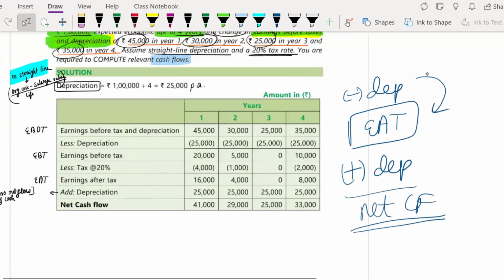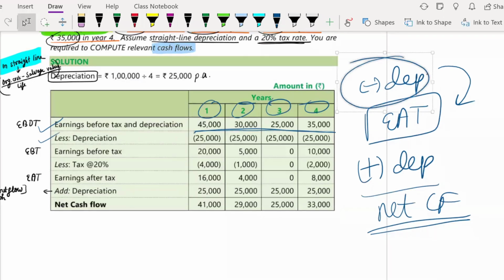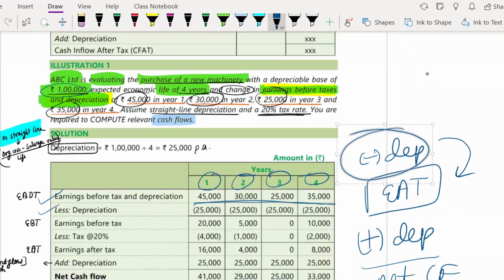Okay, so here, 1, 2, 3, 4, earnings before tax and depreciation they have given in the question itself. First, what you have to do, you have to reduce your depreciation. So less depreciation. The total amount only they have given, total amount of 1 lakh rupees. So every year, how much will be the depreciation?